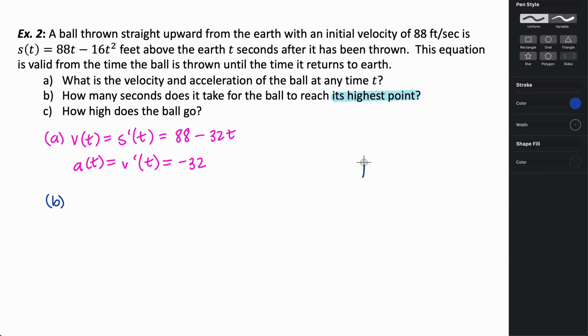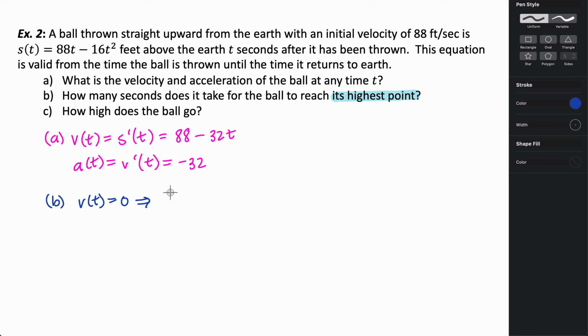If you throw a ball in the air, it's going up, it's going up, it's going up. Once it reaches its maximum height, it's going to stop momentarily and then turn. And so when it's at its maximum height, the velocity is going to stop momentarily before it turns and falls back down to Earth. So we want to know when is v of t equal to 0.